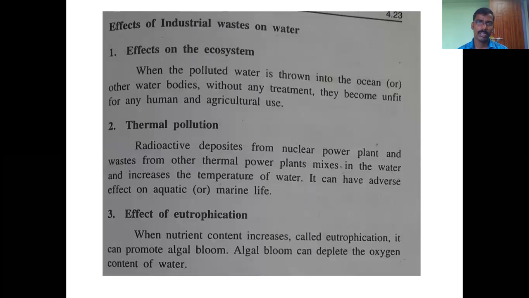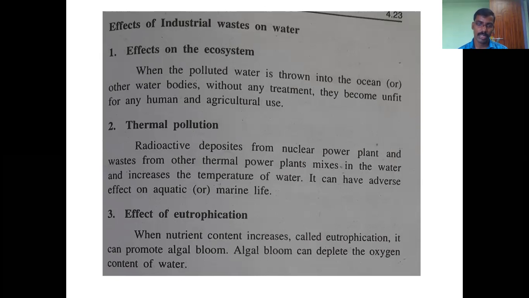Then effect of industrial wastewater: effect on the ecosystem. When polluted water is thrown into an ocean or other water bodies without any treatment, they become unfit for any human and agriculture use. Thermal pollution: radioactive deposition from nuclear power plants and waste from other thermal power plants mix in the water and increase the temperature of water. It can have an adverse effect on aquatic or marine life.